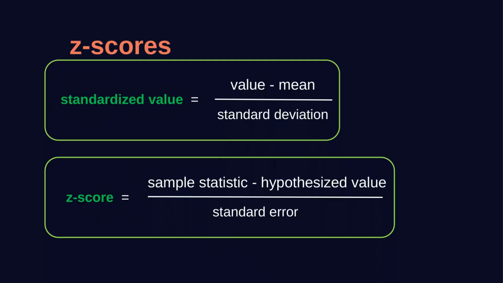For hypothesis testing, we use a similar approach, but instead of just the mean, we take our sample statistic, subtract the hypothesized value, and then divide by the standard error of the statistic. This calculation gives us a number called the z-score, which tells us how many standard errors our sample statistic is away from the hypothesized value.